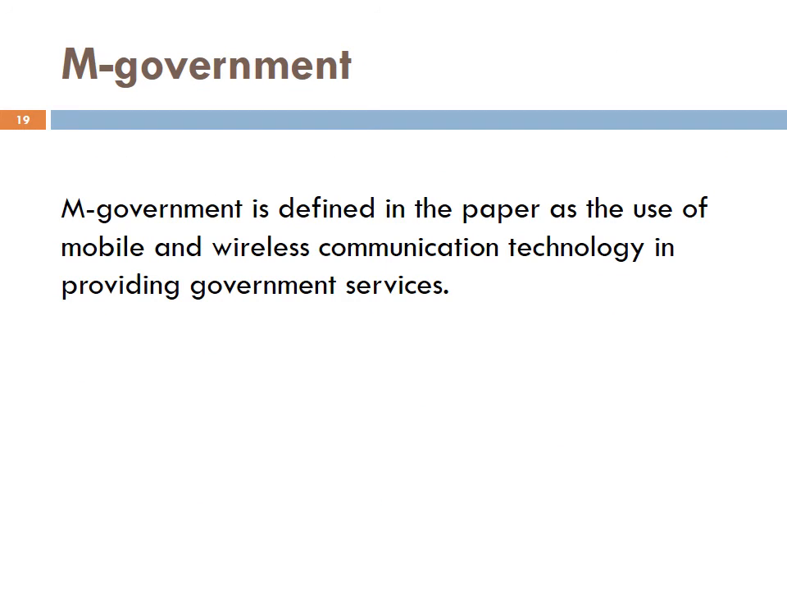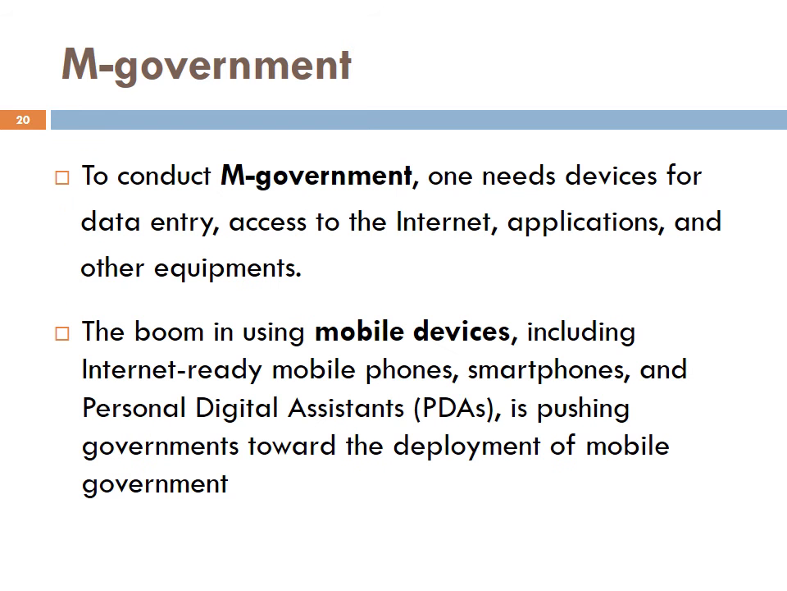M-government is defined in the paper as the use of mobile and wireless communication technology in providing government services. So it is a subset of e-government which uses all ICT technologies for providing government services. To conduct m-government, one needs devices for data entry, access to the internet, applications, and other equipment. The boom in using mobile devices, including internet-ready mobile phones, smartphones, and personal digital assistants, is pushing governments toward the deployment of mobile government.